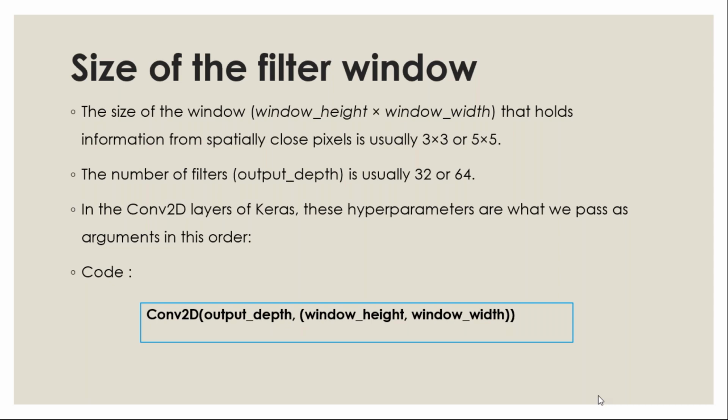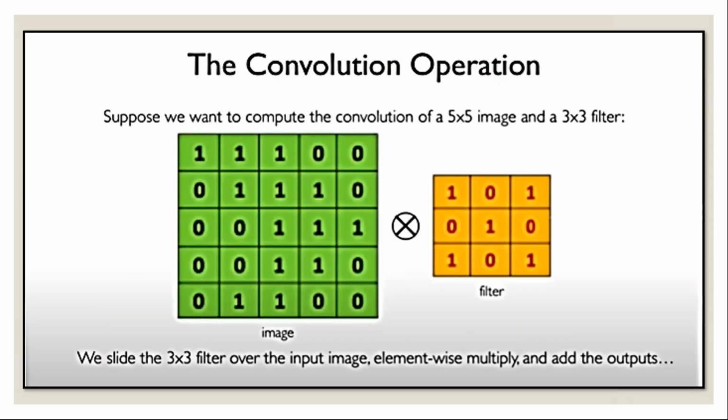Actually, usually in CNN, you use 32 filters or 64 filters. You can use either 32 or 64, or it's user defined. You can give any number of filters. That is not an issue. Mainly the CNN performs with 32 and 64. Now see here how the convolution operation performs.